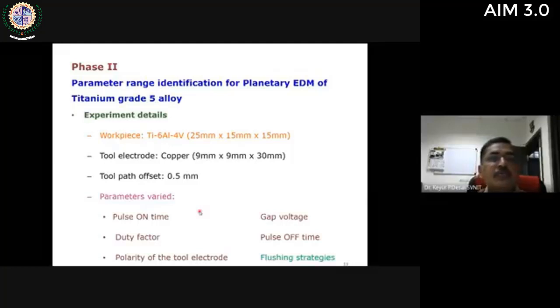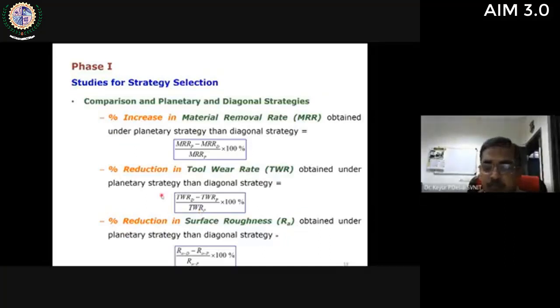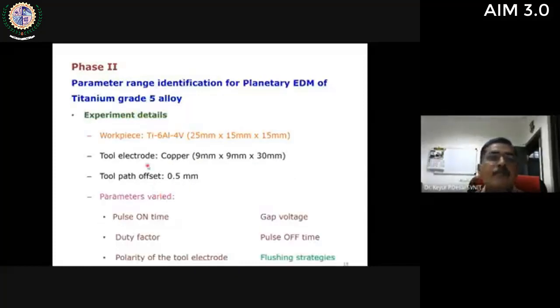In phase 2, parameter identification for planetary EDM of titanium grade 5 alloy, because the preliminary studies done in the first phase revealed that the planetary motion should be preferred compared to diagonal movement. So we went ahead with planetary EDM of the target material, that is titanium grade 5 alloy.